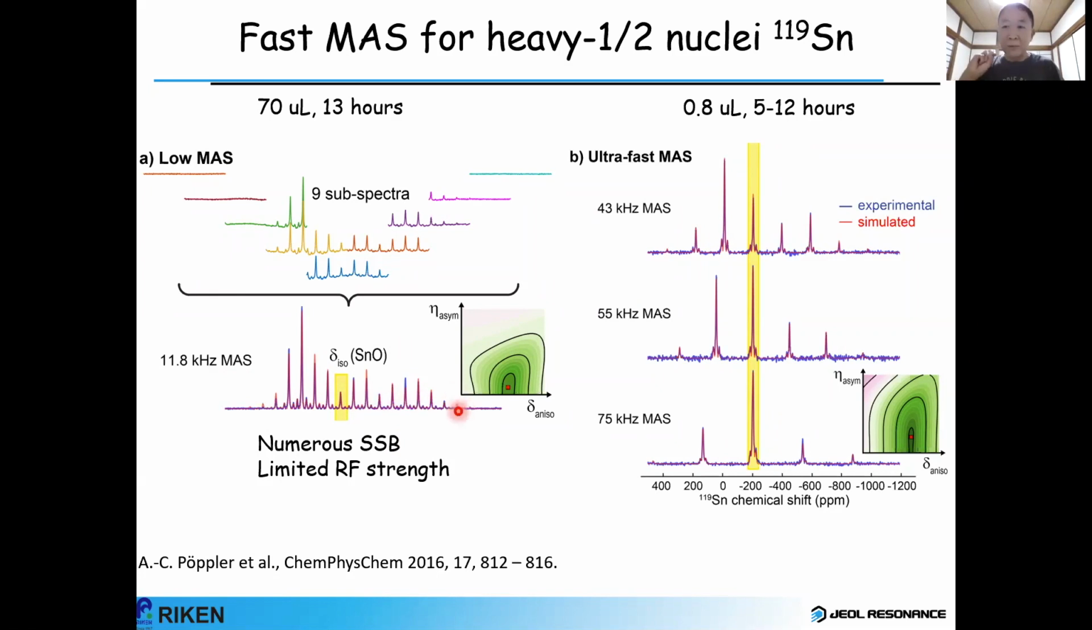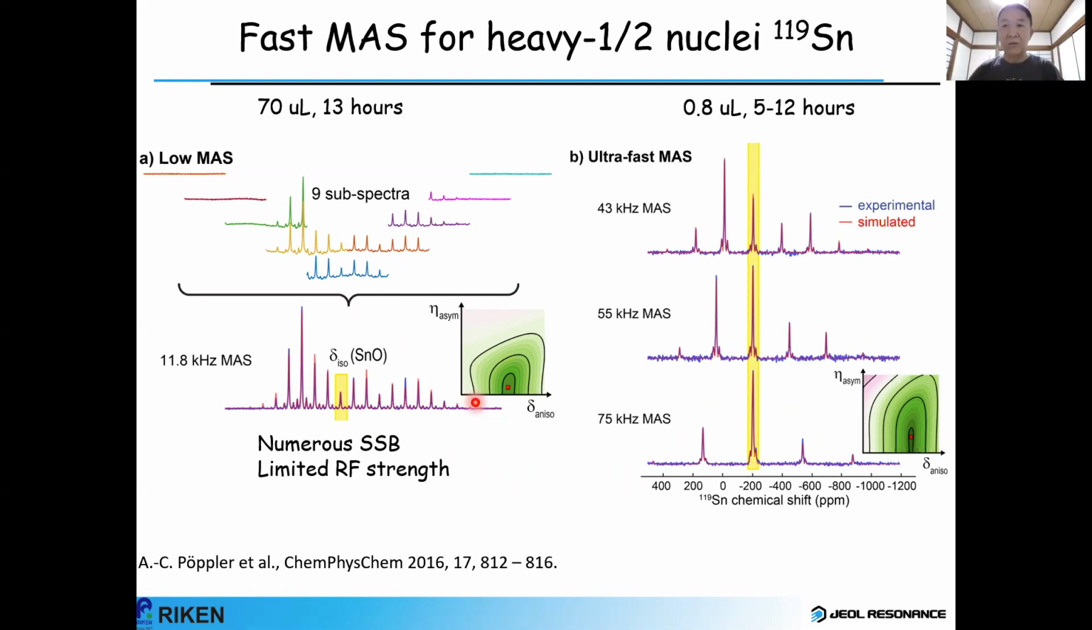One problem is that with a 4 mm rotor, we have limited RF field strength. So we cannot excite everything at the same time. We have to collect several different spectra by changing the offset, and by adding everything, we can obtain this kind of spectrum. This is a bit time consuming. And since the signal intensity is distributed over many spinning sidebands, this also reduces the sensitivity.